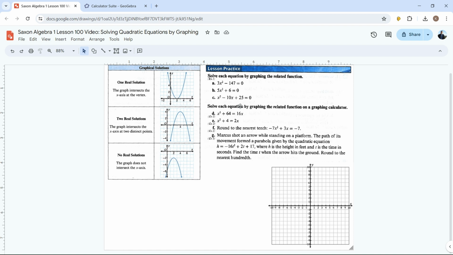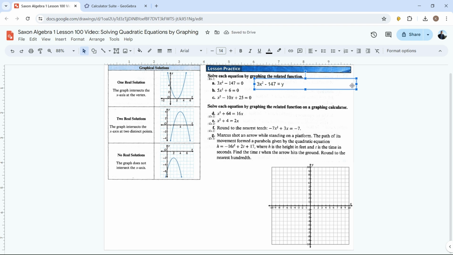Notice how many variables they have. They just have one variable, which means I can't put them on a coordinate plane in their current form. There's no y, so there's no y axis. What I need to do is actually graph the related function. What is the related function? Well, look what I do to make the related function. All I have to do is change the 0 to a y.